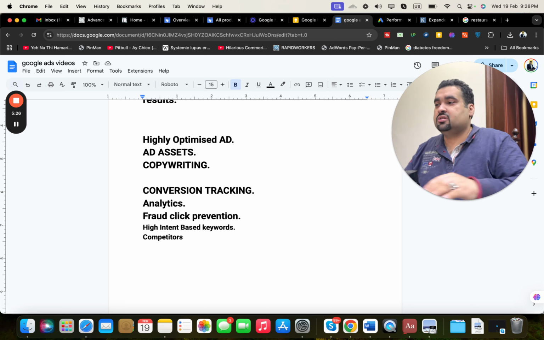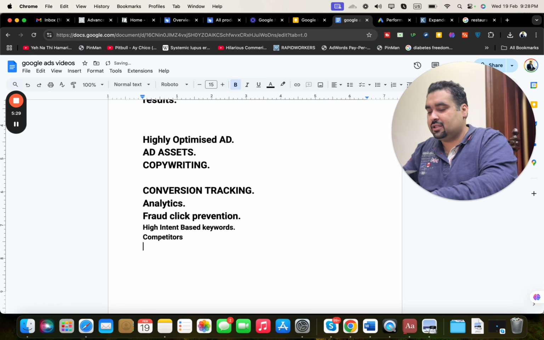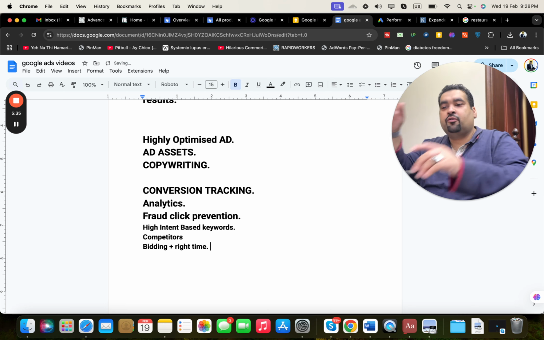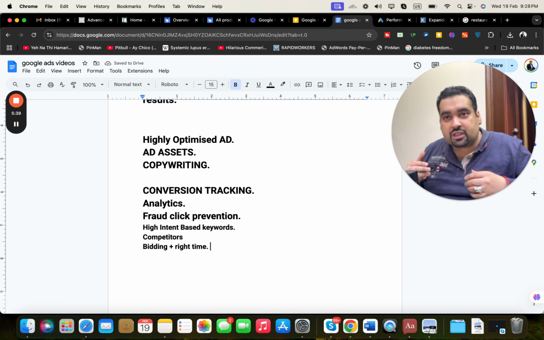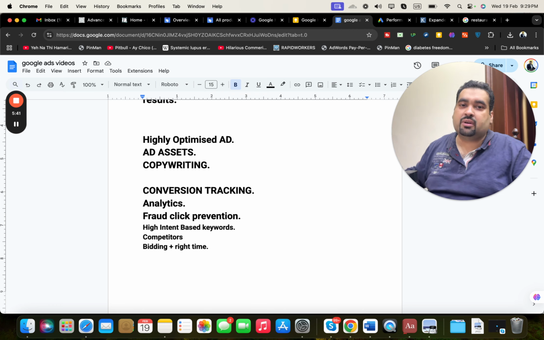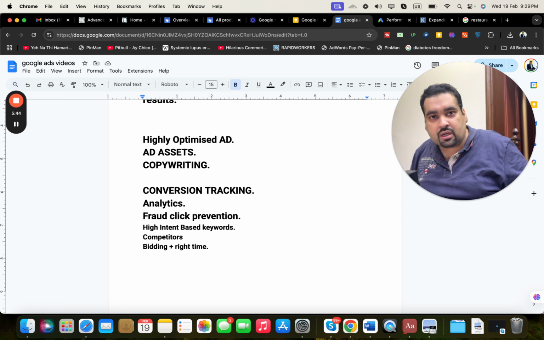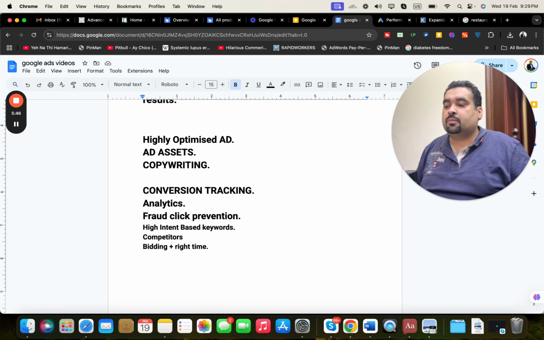And the last part is the bidding, plus looking for the right time. So I'm going to close it over here. No more things. Look for your bidding strategy. The best bidding strategy, if people ask me, is number one to run maximize clicks and then shift to maximize conversions. This is going to be a very good strategy for someone running a Google Ads campaign.